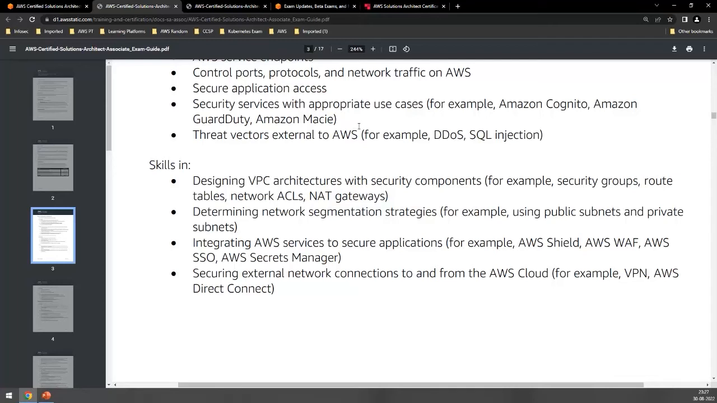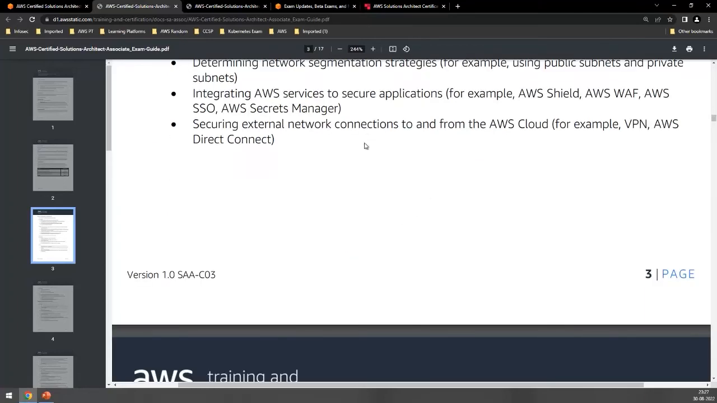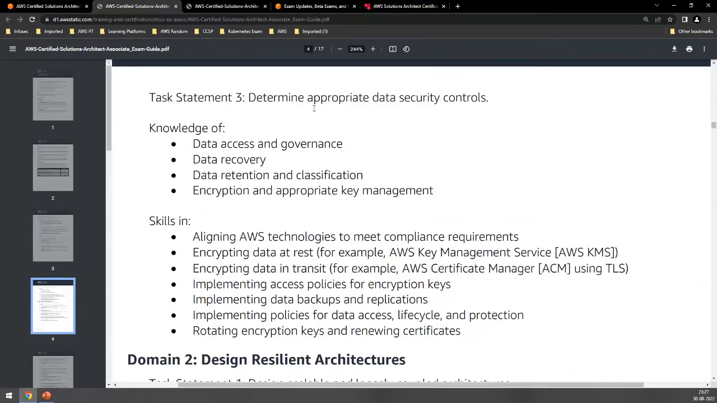And then we must know how the AWS services can help us in securing the applications. How do I configure a proper secure VPN? In the same way, you have a lot of things like task statements, design proper security controls. See, in the cloud platform there are a lot of security controls, but which one to use for what purpose is what we learn.